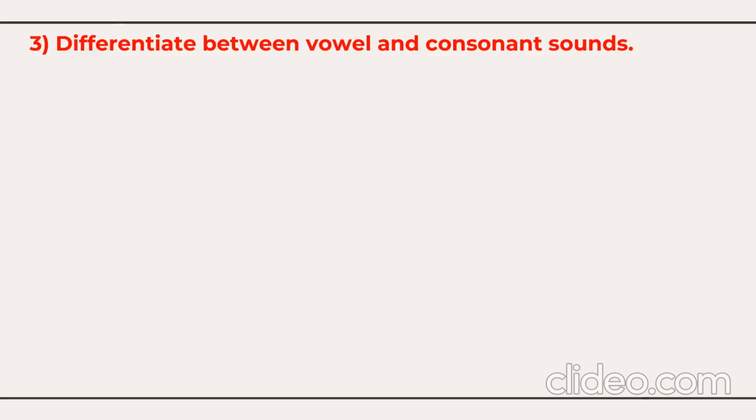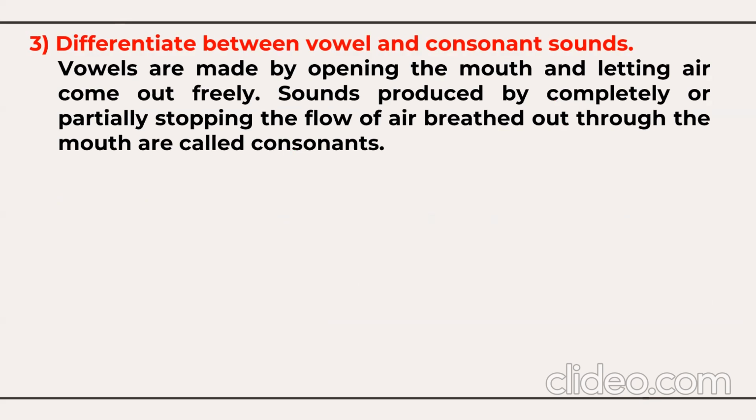Third question we have here: differentiate between vowel and consonant sounds. Vowels are made by opening the mouth and allowing the air to come out freely. That is called vowels. If the sounds are produced completely or partially, stopping the flow of air breathed out through the mouth, they are called consonants.